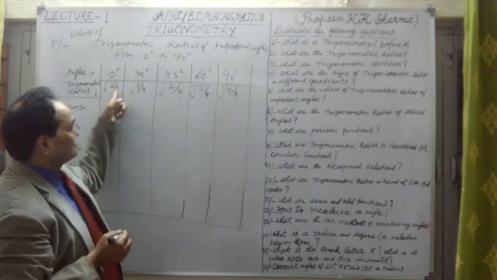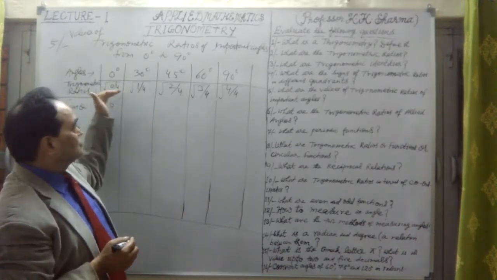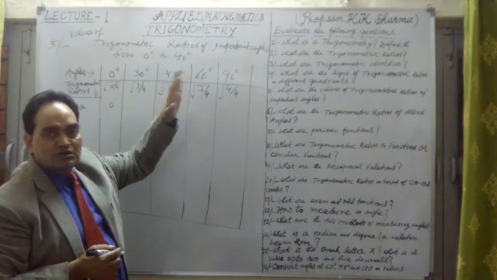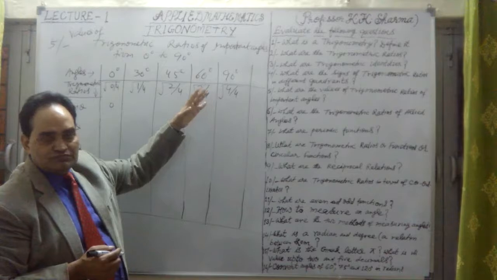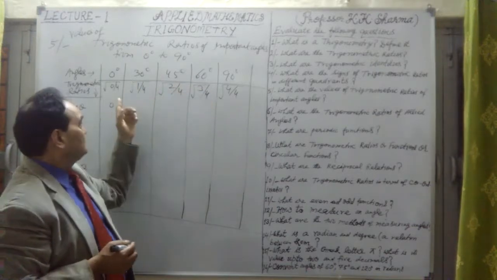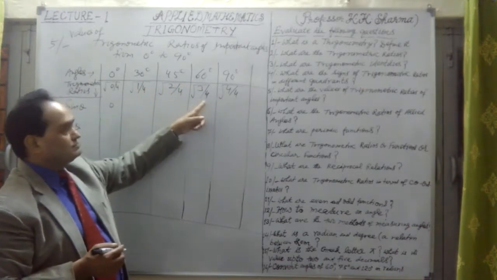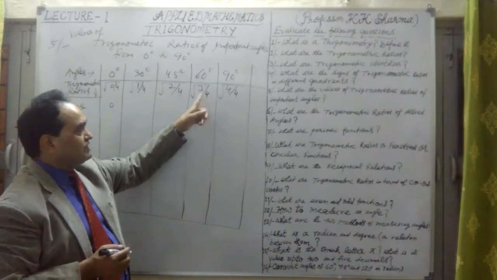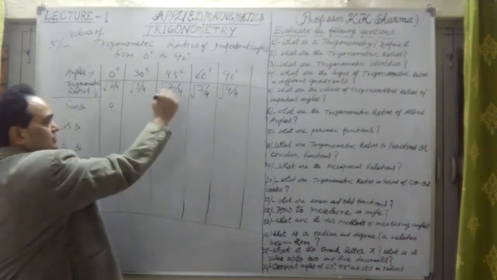0 upon 4, what do we write? 0, 1, 2, 3, 4. Up to 4 we write from 0 to 4. These are 5 values we write. We divide each number by 4, and after solving them, we find the square root. Put the square root sign.